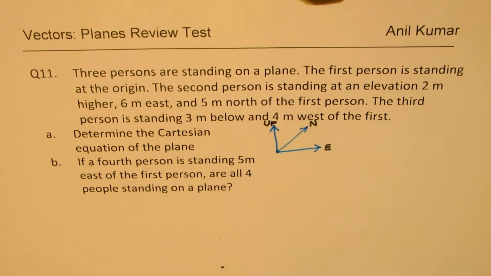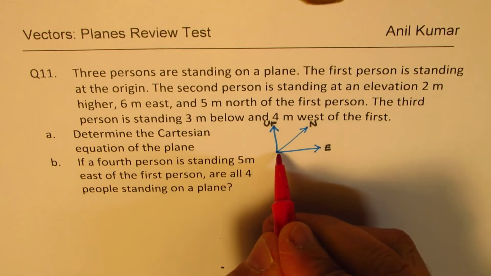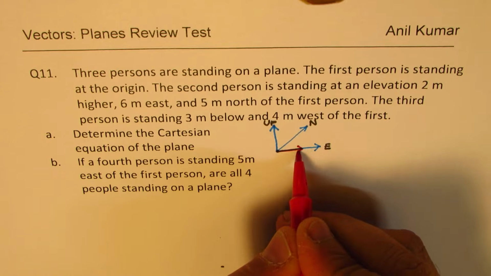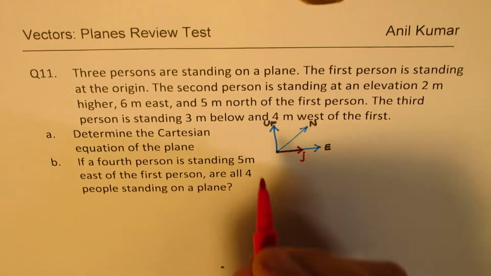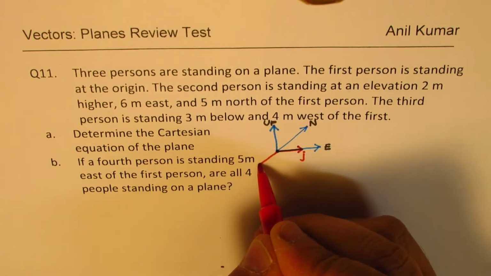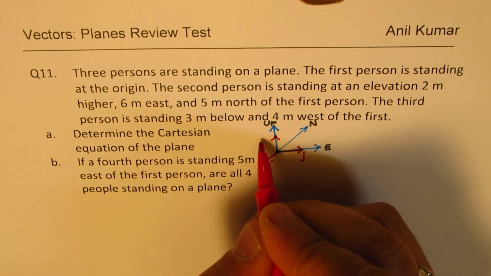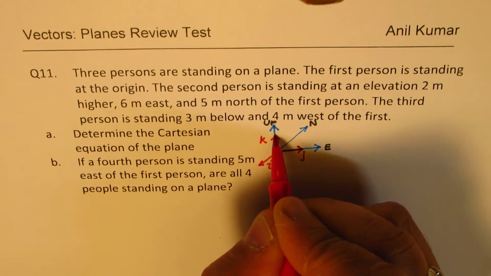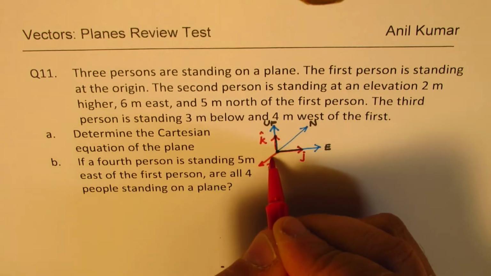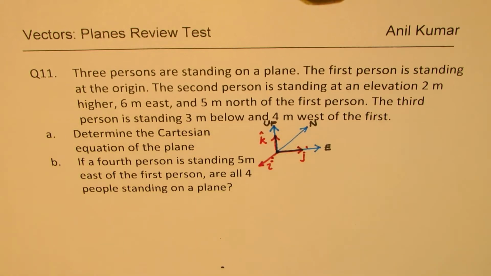But when we translate it to our plane equation, that is x, y, z, you will see that we normally take y in this direction. So we'll say j in this direction, we'll take i in this direction, and the unit vector k towards up. Does that make sense to you? So we are actually going to use these unit vectors to find the position of each and every person.